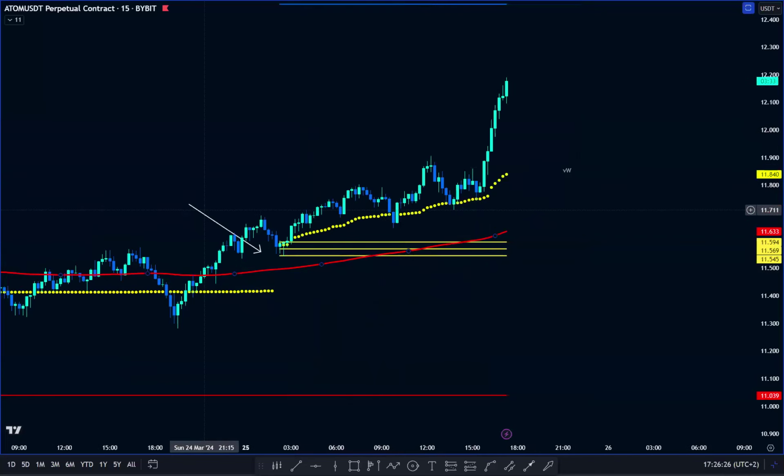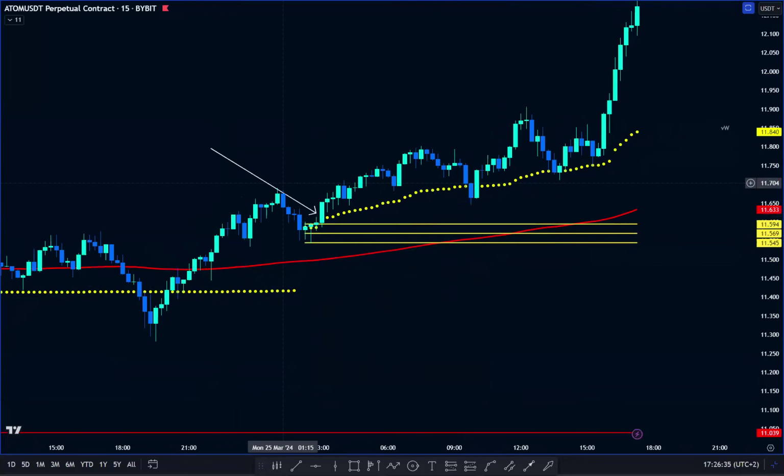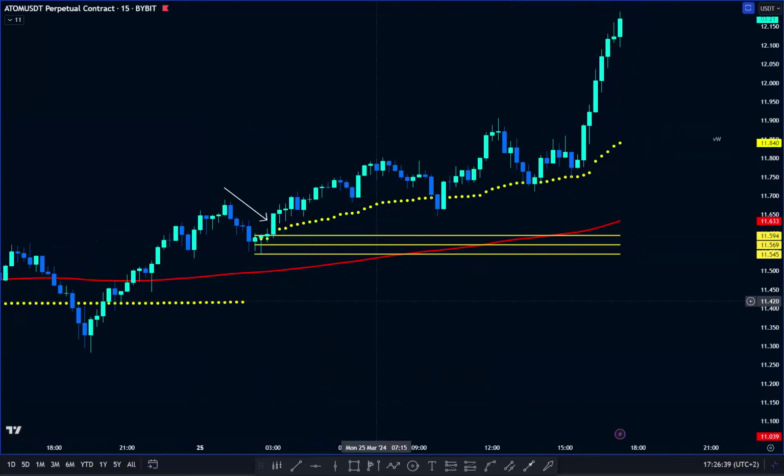And then over here, we've got the weekly VWAP. You can see at this point where we got this candle, it broke above the VWAP. This is the point I would have looked for an entry. I've been testing this VWAP as an additional entry tool.